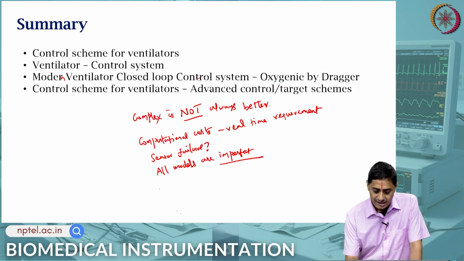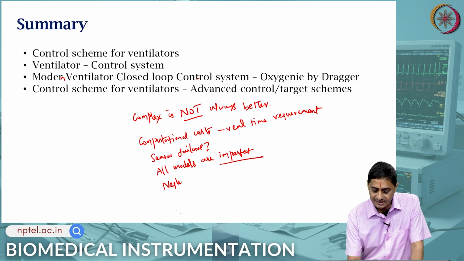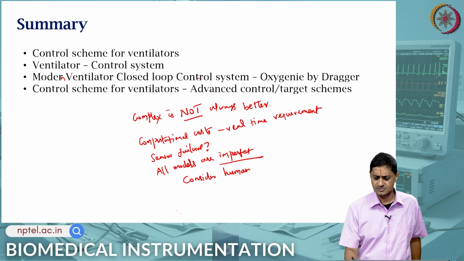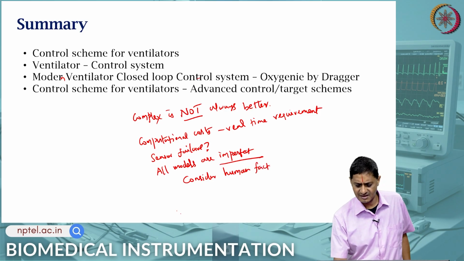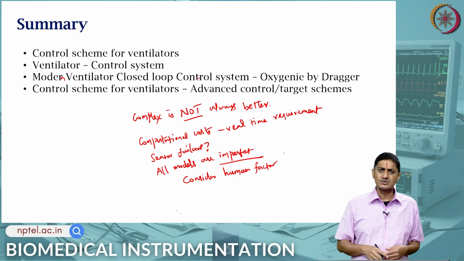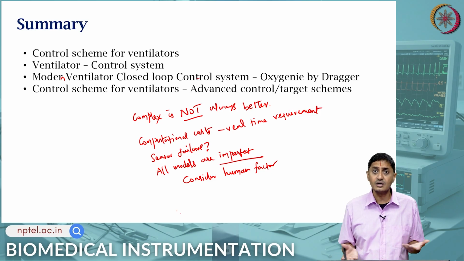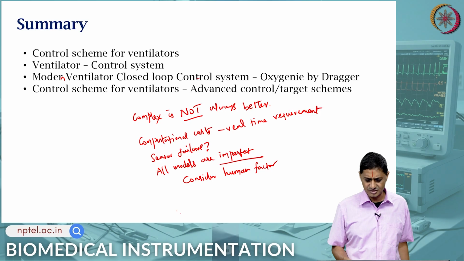Then, neglecting human factors: always consider human factors. If you are having a very complex dashboard with too many knobs and too many controls, system complexity might be okay, but the operator may not be able to control it, then what are you even doing? So, these are some things to keep in mind.